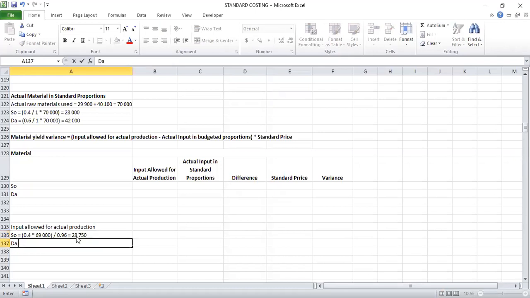Then down below, we do the same. This is 0.6 multiplied by 69,000. Then we also divide by 0.96. That is equal to what?